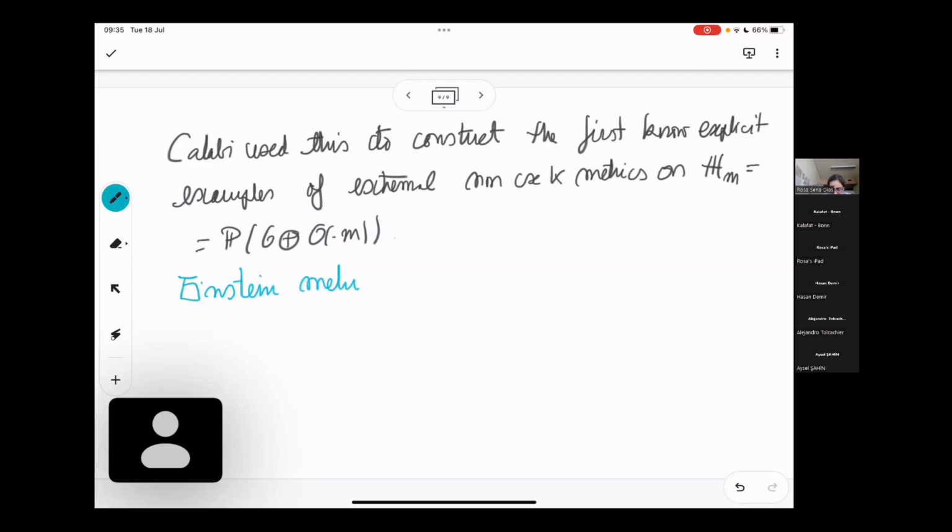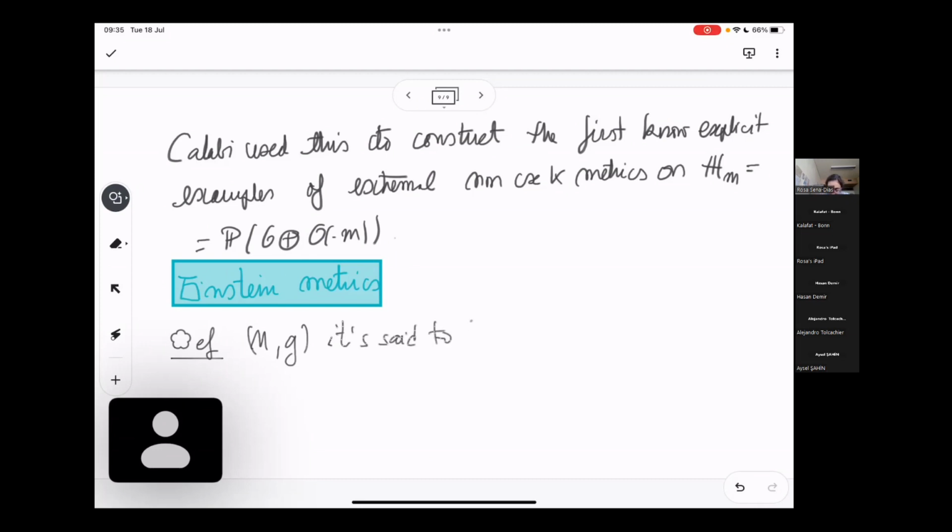But before I do that, I sort of want to say something about Einstein metrics. So I'm going to change gears apparently for the rest of the talk. Okay, so let me start with the definition. It's a flowery definition. Suppose you have a Riemannian manifold. It's said to be Einstein if its Ricci is proportional to the metric. So if there is a constant lambda such that the Ricci of the metric is lambda times the metric. This is the definition.